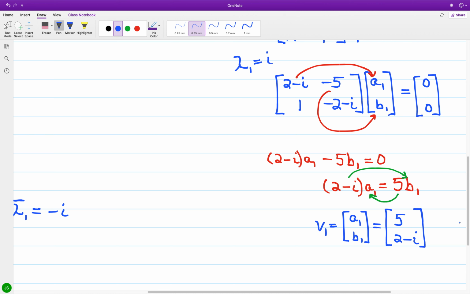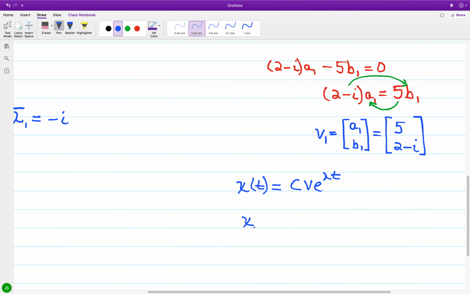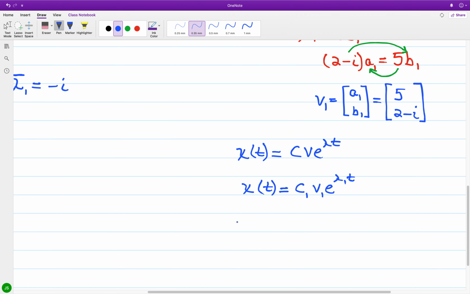And again, we need only one eigenvector. So taking what we have now, we have x of t equals c times v times e to the lambda t. Since at this stage we're utilizing just one eigenvector, one eigenvalue, we have in this case x of t is equal to c of 1 times the first eigenvector, 5 and 2 minus i, times e to the lambda 1 t, so you have e to the it.